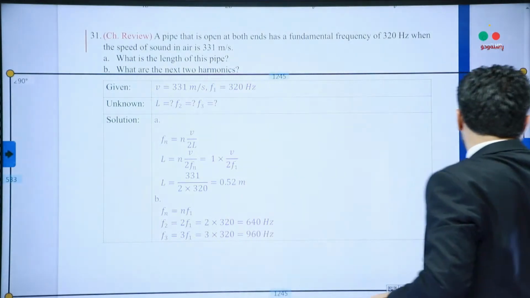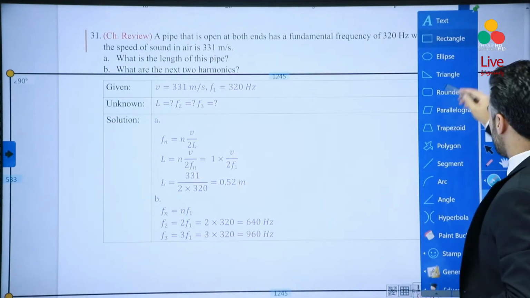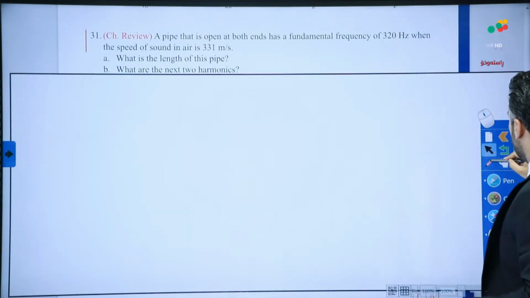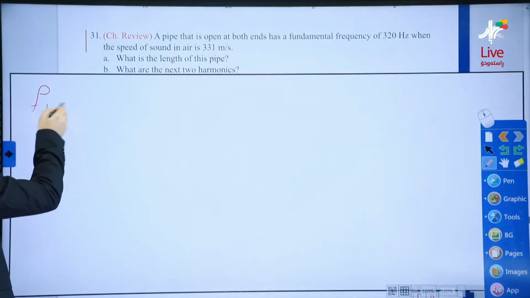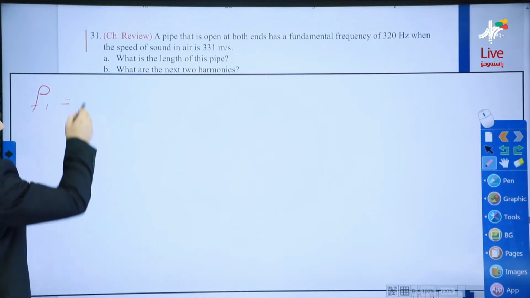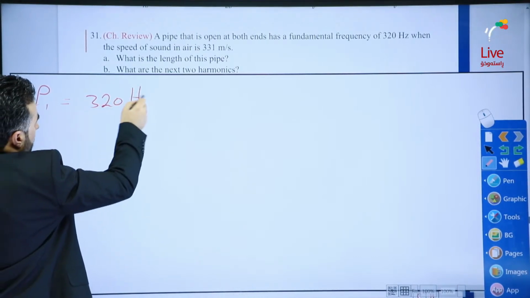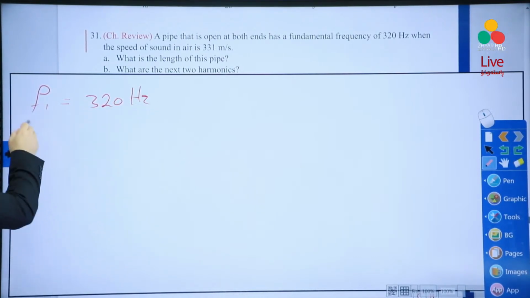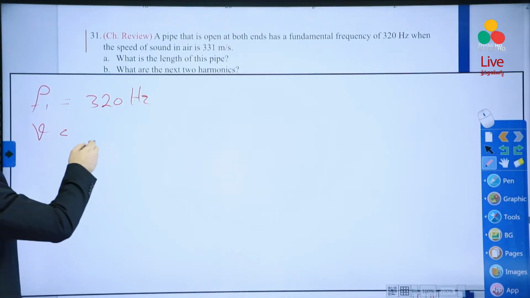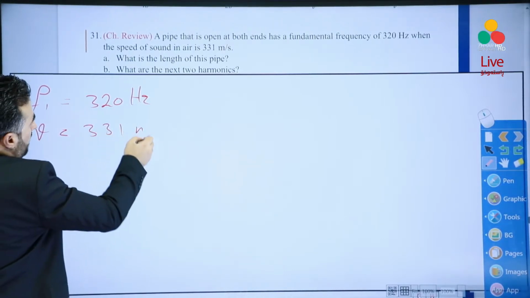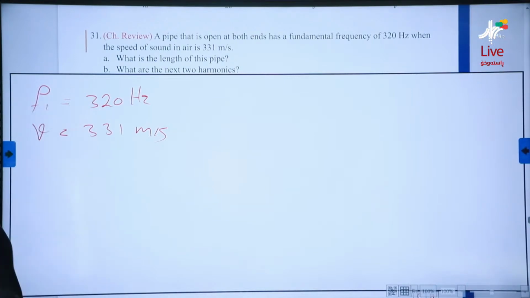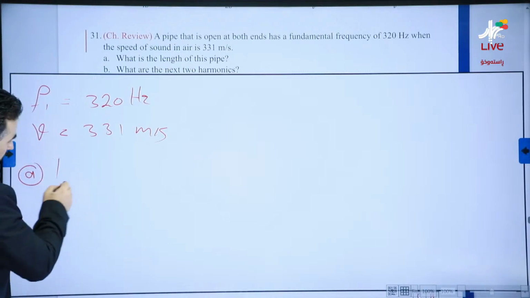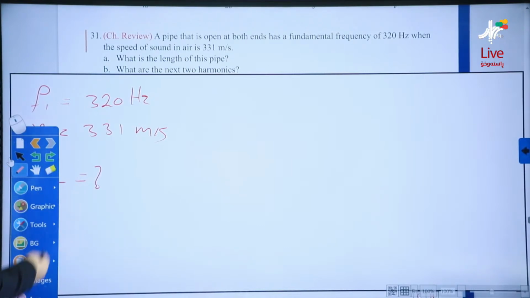So make sure you know the information that is given. What are we given here? We have the fundamental frequency, so that means F1 equals 320 hertz. And we're also given the speed of sound in air, that is 331 meters per second. Very good. Now, what is the question here? Part A says, what is the wavelength? What is the length, not the wavelength? So find L here. So how do we find L?